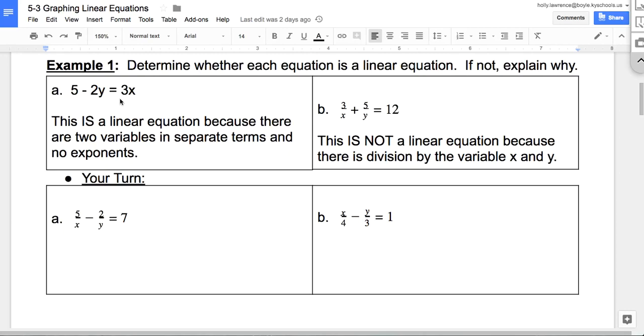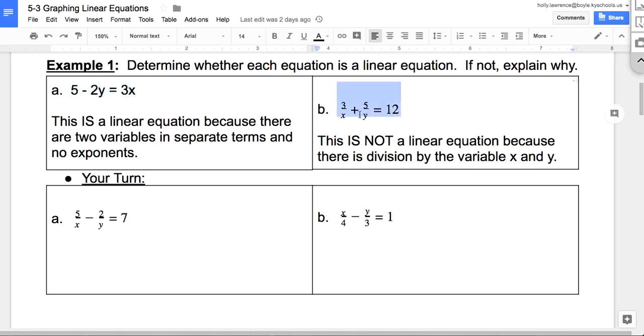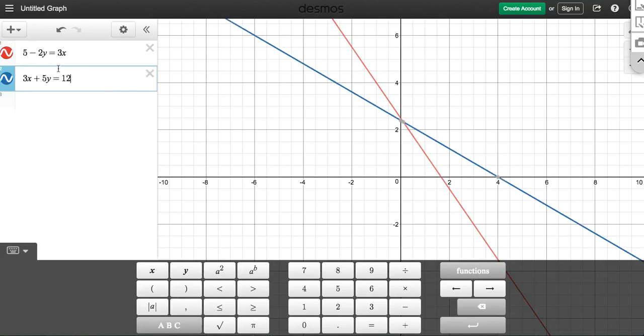Now let's go look at what each one of these looks like. I'm going to copy this equation, and I'm using a website called Desmos. It's a free graphing calculator. If I put in this first equation, 5 minus 2y equals 3x, we said this was a linear equation based on the key features. And if we look at the graph that we got, it was a line. So that is a linear equation. Now let's look at the second one. I'm going to have to do a little adjusting after I type it in.